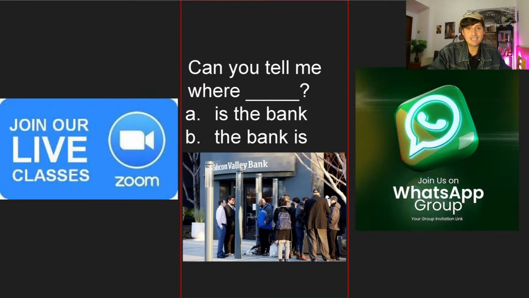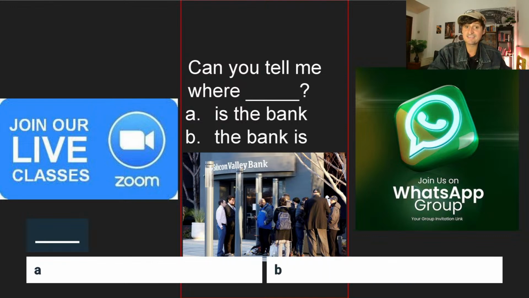Now, can you tell me where is the bank? Can you tell me where the bank is? Which one is correct, guys? Can you tell me where is the bank? Can you tell me where the bank is? Right? So here, if you ask someone, hey, mister, no, don't say hey mister, that's not polite. Say sir or madam. Excuse me, sir. Excuse me, madam.